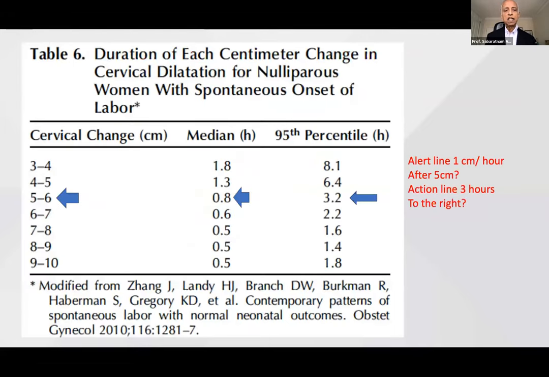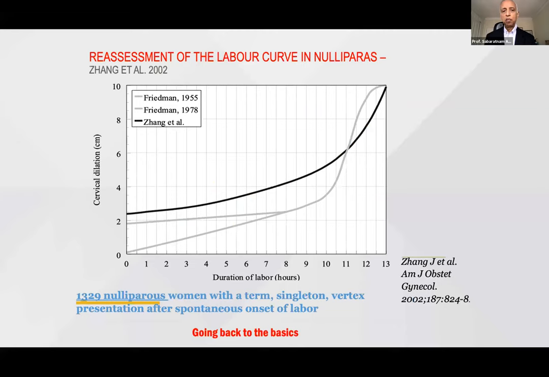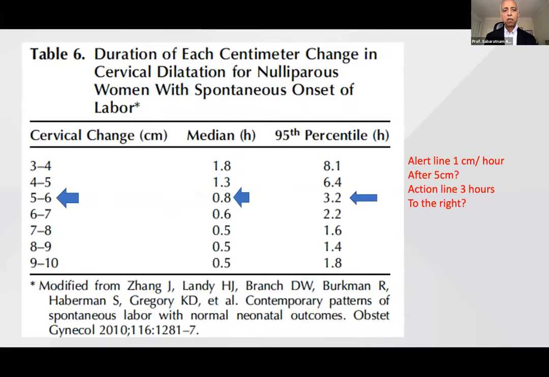And if you numerically translate that same graph, it takes about 0.8 hours for the cervix to dilate from 5 to 6 centimeters. But if it is 4 to 5, it takes 1.3 hours, and the 95th centile is 6 hours. So in other words, the 95th centile is a long time up to 5 centimeters. But once you come to 5 centimeters, then it is less than 1 centimeter of progress. That's the median, not the slowest or the fastest, but the median.